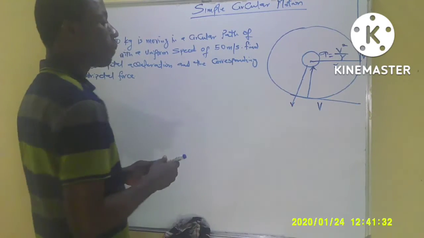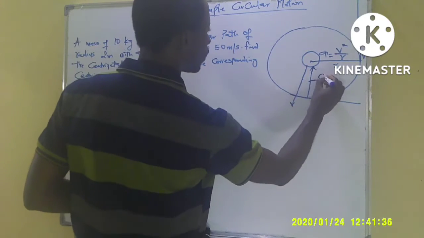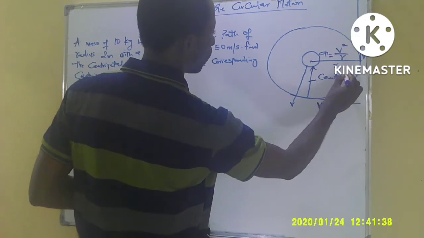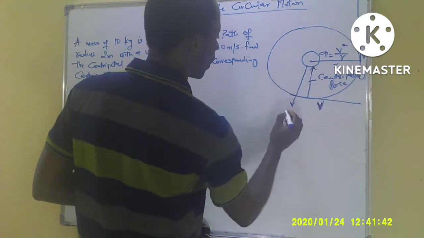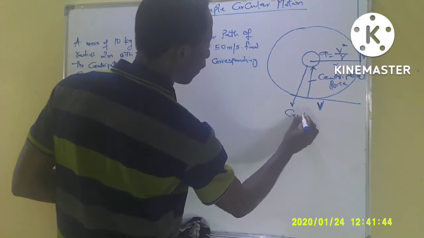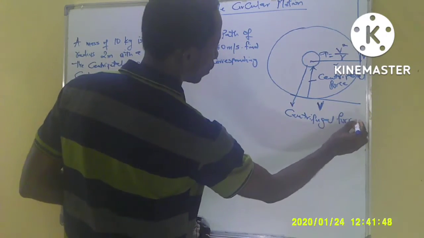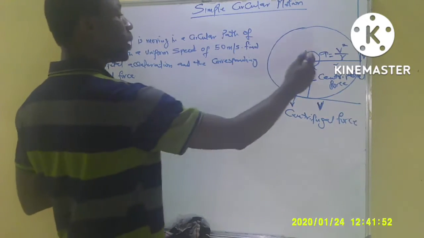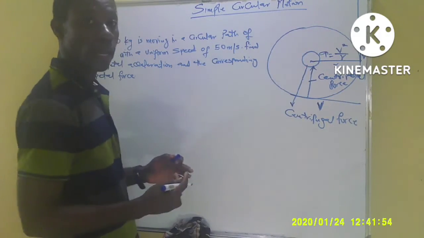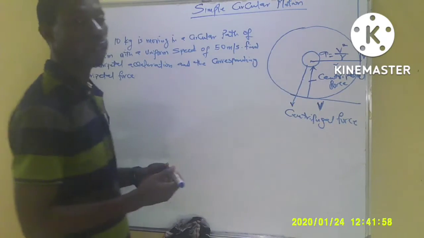Now, something is happening here with this velocity. We have what we call the centripetal force. Then we have what we call the centrifugal force. I want you to take note of the arrow. The centripetal force acts in the outward part, while the centrifugal force acts in the inward part.